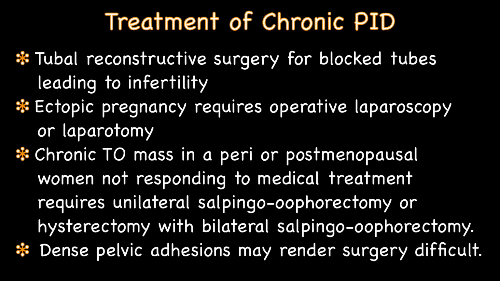Lastly, I will talk in brief about treatment of chronic PID. Basically, it involves surgical treatment of the long-term sequelae of the disease, that is, tubal reconstructive surgery for blocked tubes leading to infertility. Ectopic pregnancy requires operative laparoscopy or laparotomy with conservative management of the adnexae. Chronic tumors in a peri or postmenopausal woman not responding to medical treatment require unilateral salpingo-oophorectomy or hysterectomy with bilateral salpingo-oophorectomy, as the case may be. Dense pelvic adhesions may render surgery difficult in chronic PID cases.